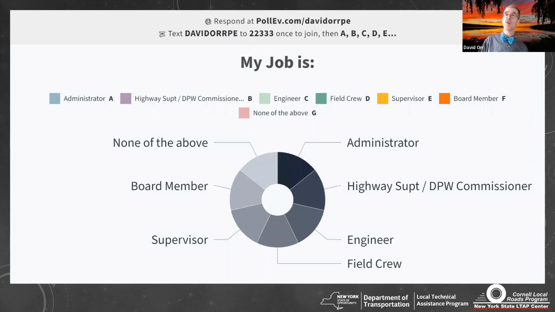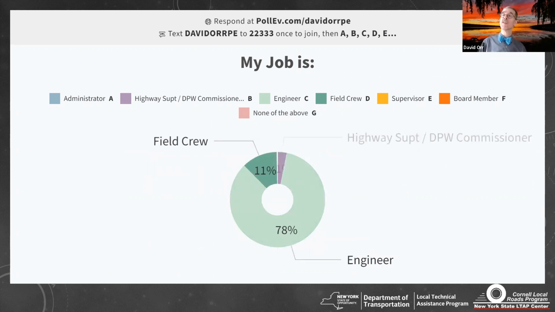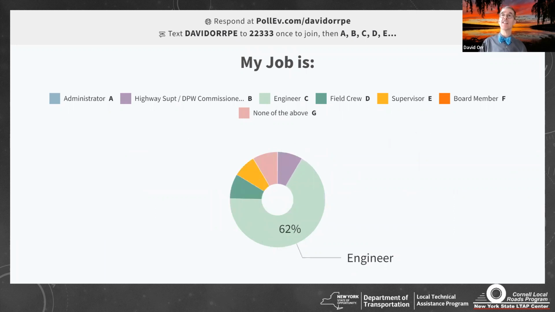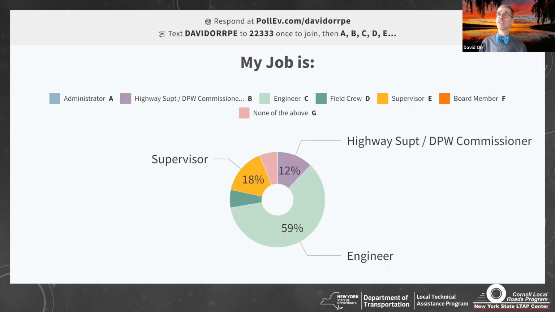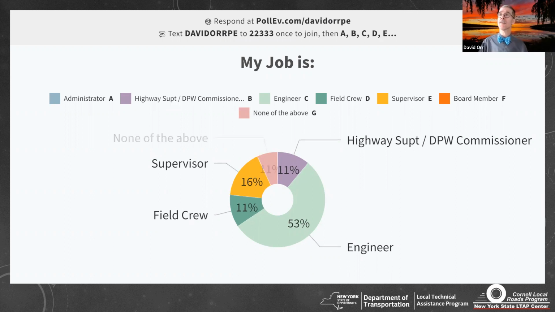What is your job? Are you an administrator, highway superintendent, or DPW commissioner, an engineer, looking for your PDHs? I see a lot of folks doing that. Are you from the field crew, supervisors, things like that? Actually get out there and get your boots muddy. Supervisor for the town or a board member, or none of the above. If you put in none of the above, do me a favor and throw in your title in the Q&A pod so I know what that none of the above is, because there's a few of them that have marked none of the above. I'm just curious.